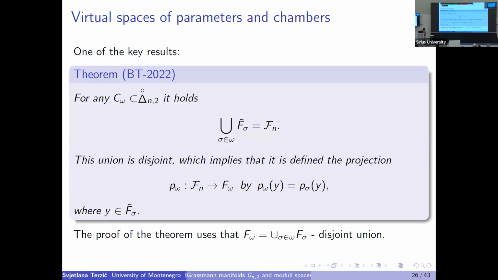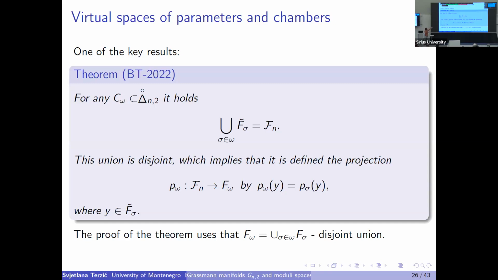And what is nice, we prove that when we fix one chamber C omega inside delta n2, and consider all virtual spaces of parameters F sigma tilde, where sigma is in omega, so we consider one chamber C omega. C omega is obtained as an intersection of some admissible polytopes. We consider F sigma tilde, which corresponds to this sigma, then the union is going to give Fn, and this union is disjoint. So over any C omega, the corresponding virtual spaces of parameters are disjoint, and the union is Fn.